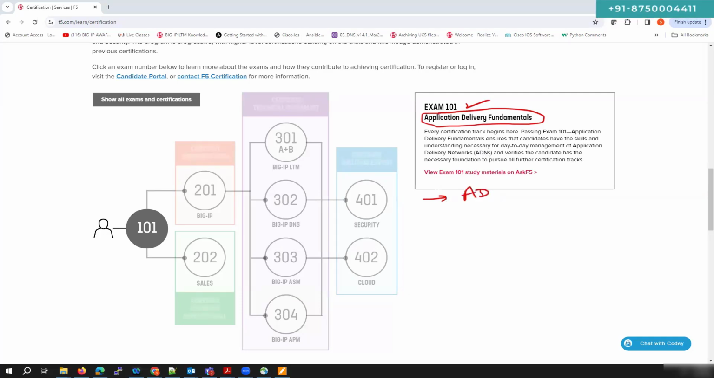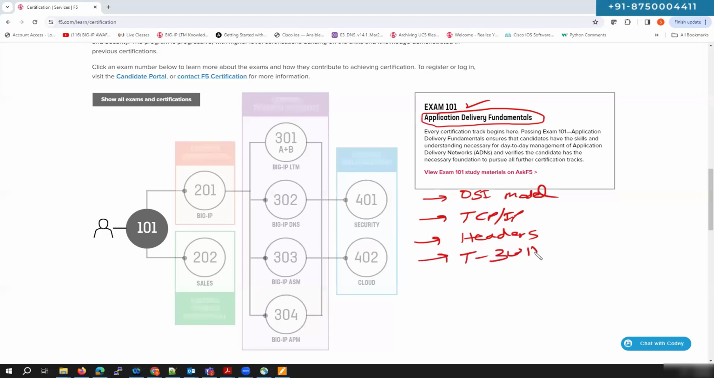Even before I get started with ADC, let me show you something here. First you start with: what is the OSI model? Then what is the TCP/IP model? What are the headers and their uses? The TCP three-way handshake. The SSL workings, like how an SSL connection comes up between the client and the server.